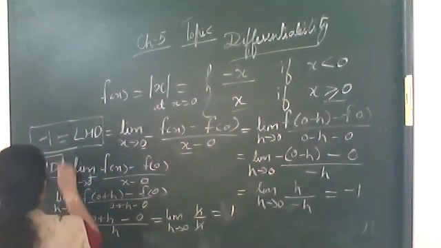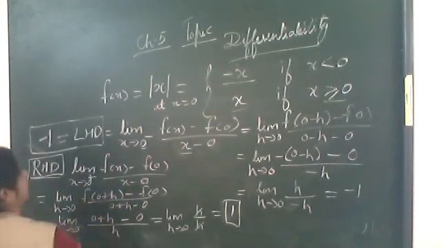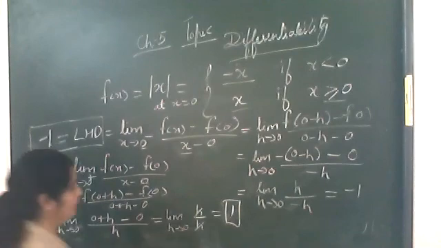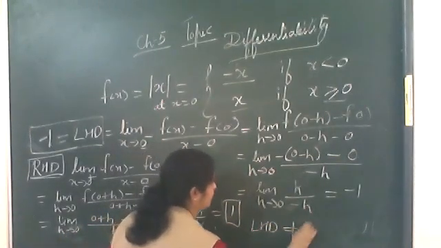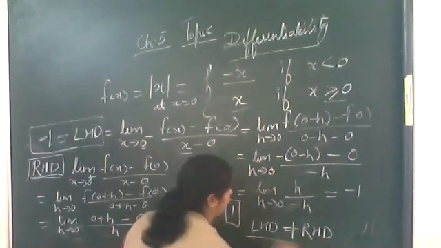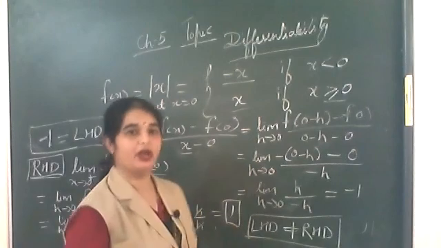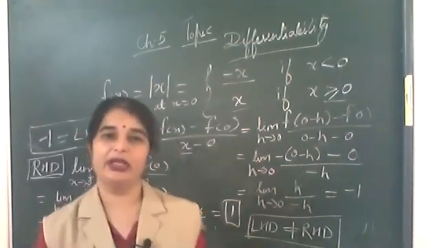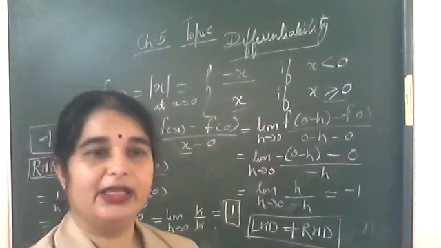So your RHD is equal to 1 and LHD is equal to minus 1. So what can you say? LHD is not equal to RHD. So if LHD is not equal to RHD, we can say that the function is not differentiable at point 0, x equal to 0. Clear, class?